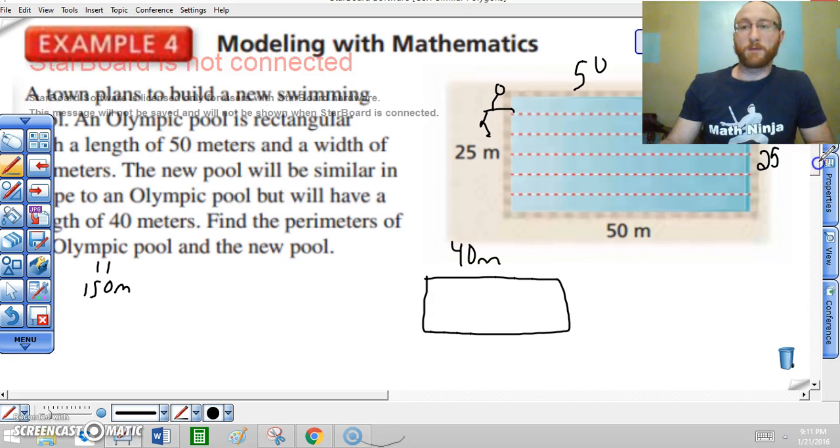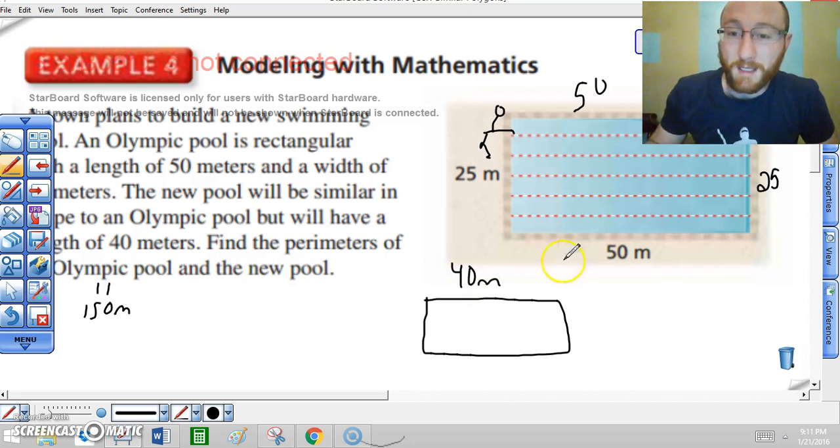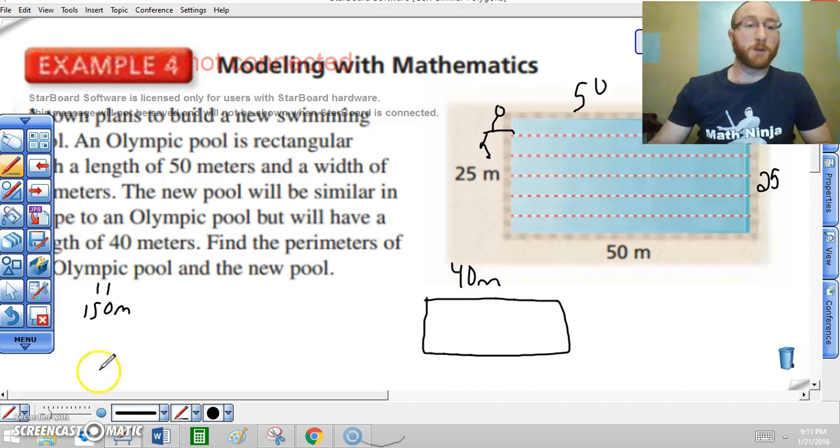I guess maybe we're going to figure out how to tile it or whatever. So what I need to do is set up a proportion. Now I know that the lengths and the perimeters are going to have the same ratio, so I'm going to use that to my advantage. I'm going to say that 40 over 50, my new pool over the Olympic pool, is equal to, now I don't know my perimeter, so I'm going to put P, over 150.